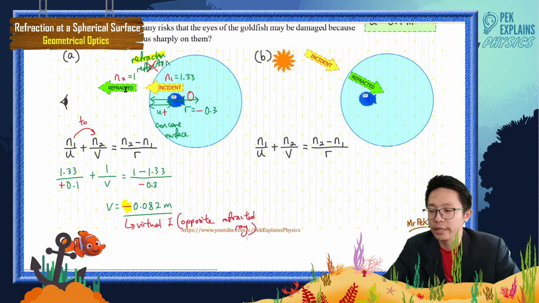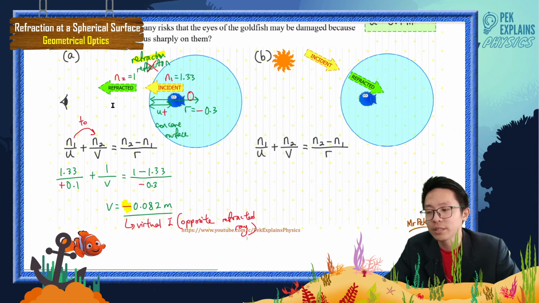Refracted ray is over in the air. So where is the image formed? Can it form on the same side as the refracted ray? No. So where does the object appear to the person, the observer? Do you see the image of this goldfish in front of the aquarium, in front of the fishbowl? Is the image formed on the same side as the refracted ray? No. This virtual image forms on the opposite side of the refracted ray.